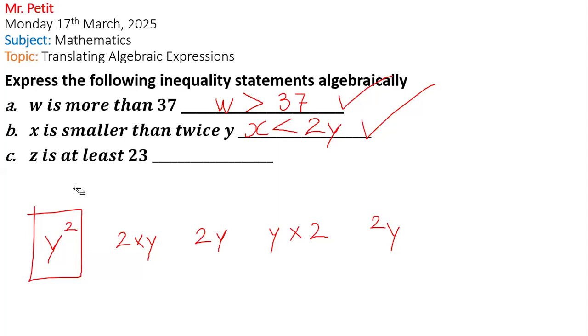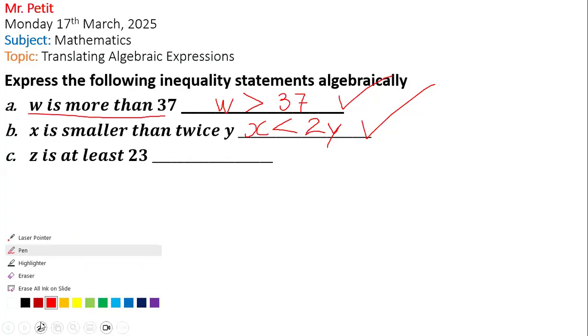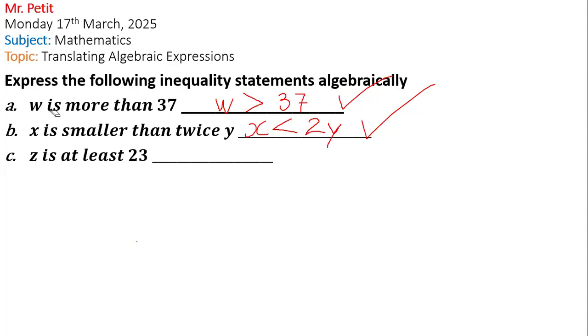What about A? X is greater than 37. X is bigger than, more than 37. That make sense? W is more than, bigger than, greater than 37. Make sense? That's the expression they want us to translate. We have to write it inside symbolic form, so it doesn't matter if it's true or not. They just want us to translate it. All right.